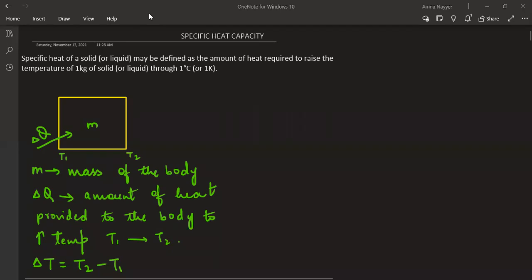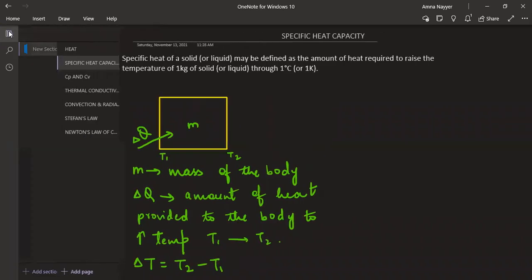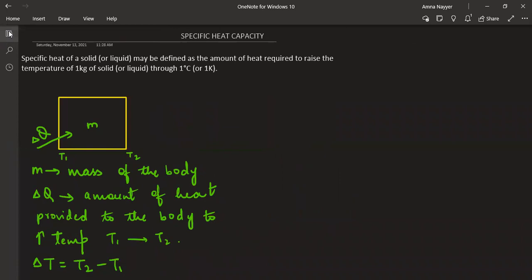Okay, now see, next we have specific heat capacity. Thermal expansion of solids was different and liquids was separate. The anomalous properties of water you don't have to do. Simply we'll do specific heat capacity. Now see, specific heat of a solid or liquid.